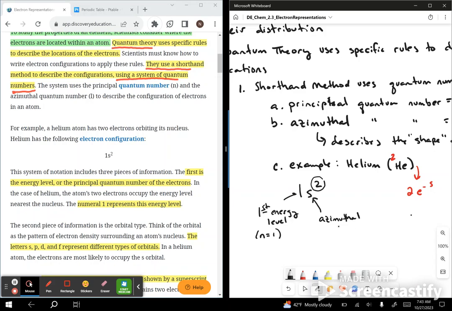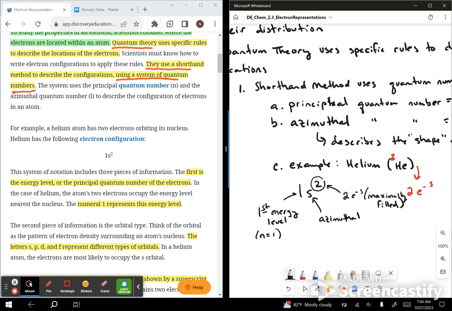And this is telling us that it is a spherical shape, right? This is the distribution of your electrons is spherical, and you can have a maximum of 2 electrons. And so it has 2 electrons. It is maximally filled, right? And we'll close that parentheses there.